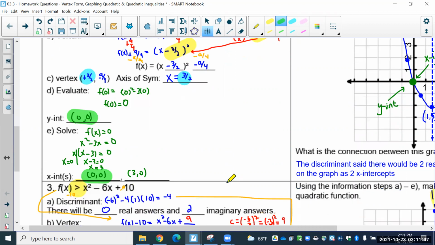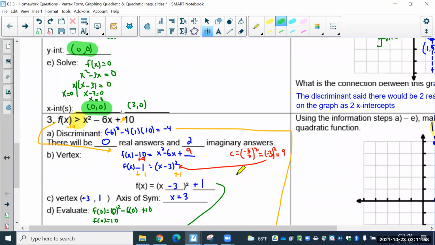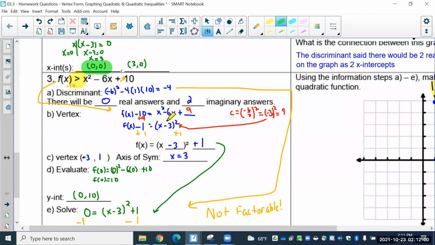Okay? So then we get to number 3, and you start to see why factoring just doesn't always work. So first of all, the discriminant's negative, giving you 2 imaginary. When this is negative, it doesn't factor. So it's not factorable. So then we completed the square. Again, I actually wrote down what C was. So b over 2a, right? And b over 2a is going to come out to, in this case, -3.